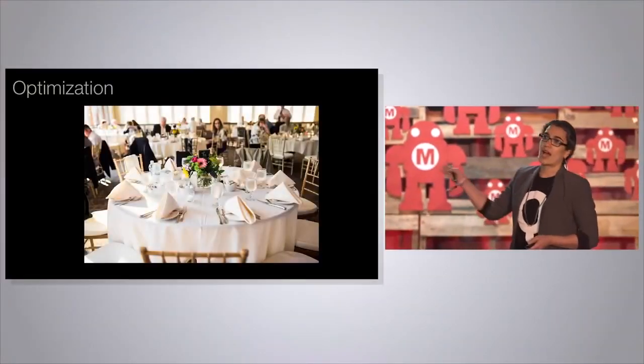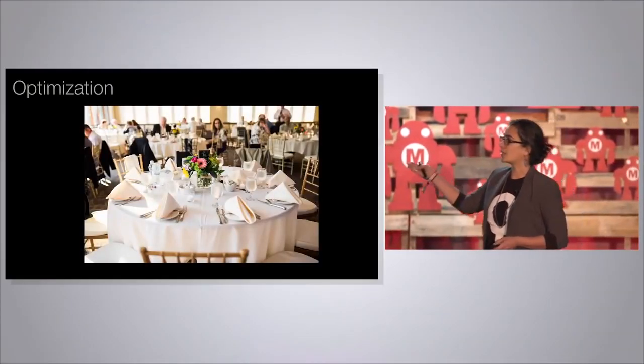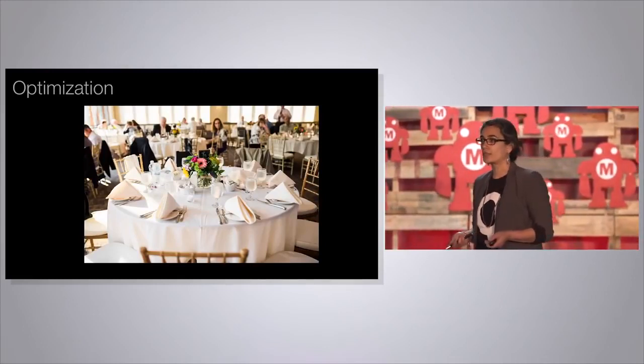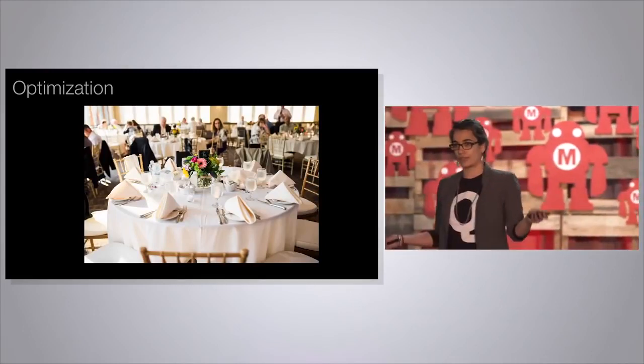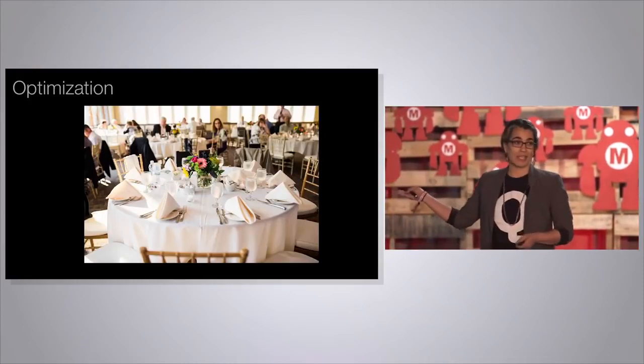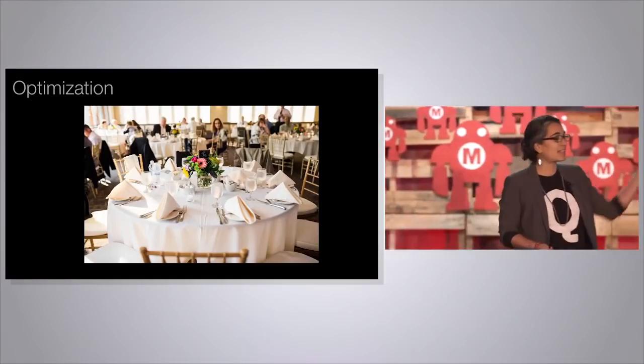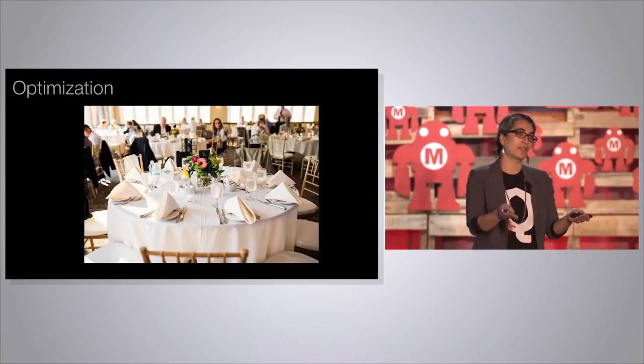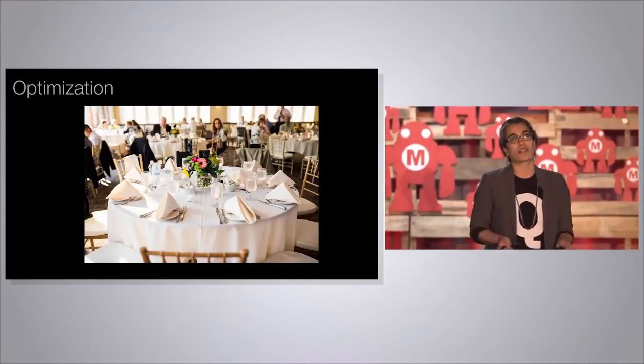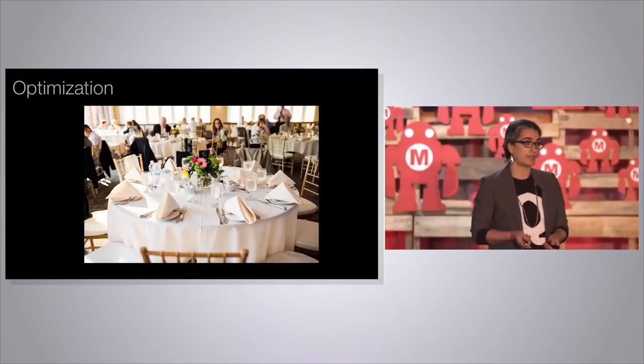So the first example is optimization. Optimization is, I want to find the best solution to a problem among many possible solutions. So here's a picture of a table. This is the table at my wedding. It's one of many tables, but you can see 10 people around a table. You have 10 people over for dinner. How many different ways are there to configure 10 people around a table?